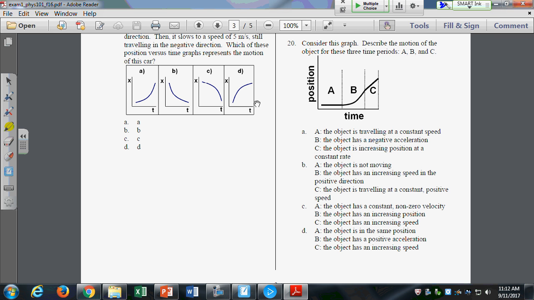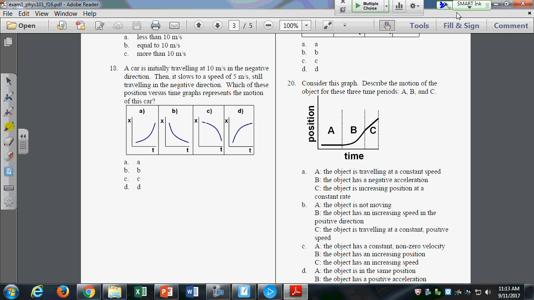So we'll go to the next one. The object has a negative acceleration. Positive velocity, speeding up, positive acceleration. And so that's not right. The object is not moving. That's correct. The object has an increasing speed in the positive direction. That's correct too. The object is traveling at a constant positive speed in C. Is that correct? Yes. So in this one, B would be correct. So be able to describe these graphs in that way, what the motion is doing, and be able to go back and forth between position and velocity diagrams.